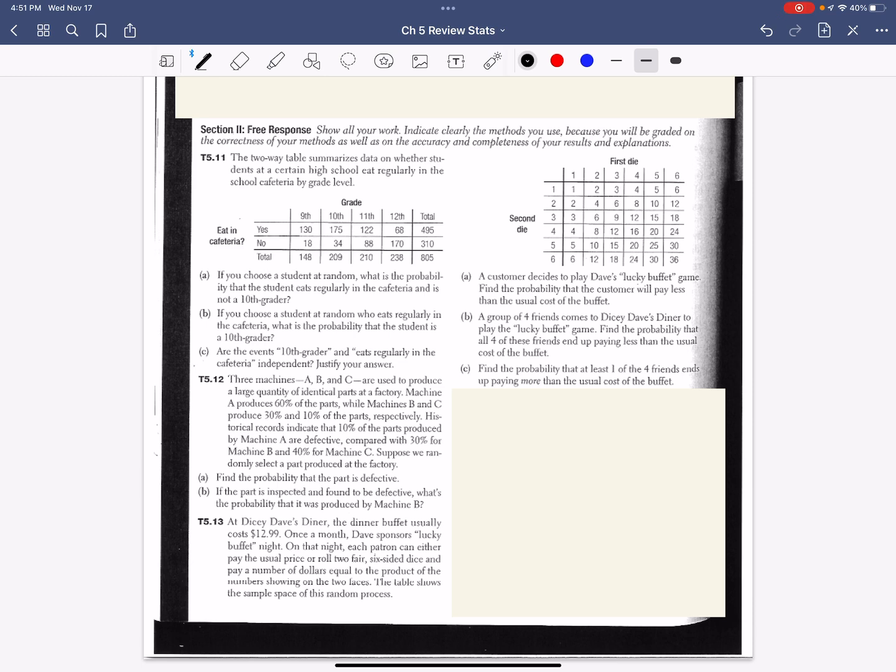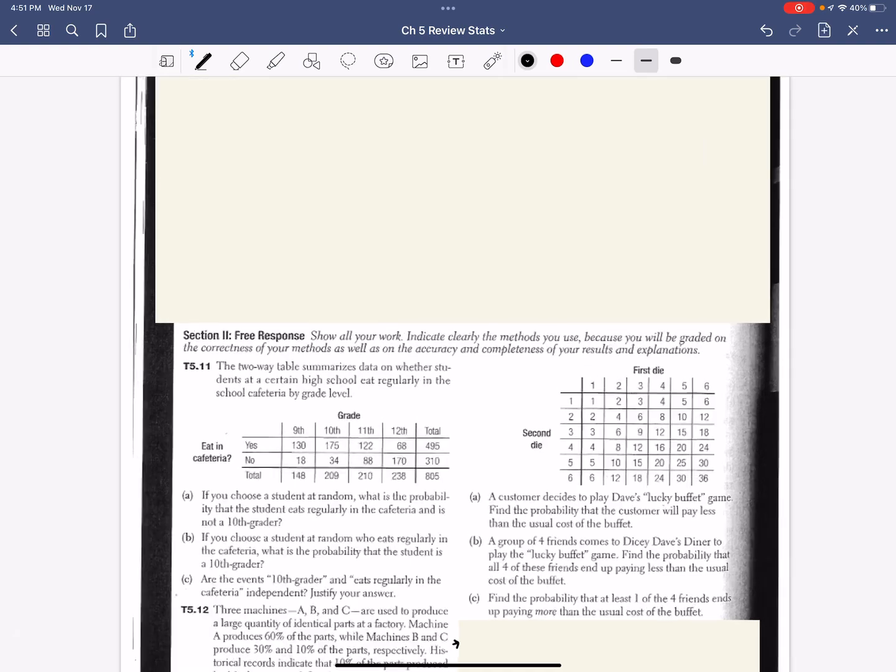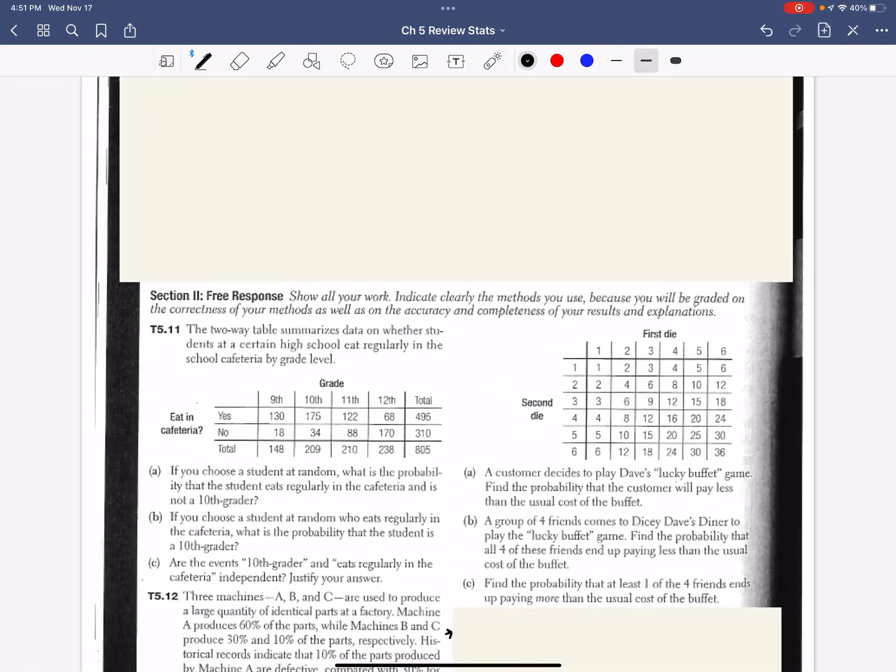The book actually gave us 4. I've hidden question number 14 because I didn't want to use it. So let's take a look at question number 11. A two-way table summarizes data on whether the students of a certain high school eat regularly in the cafeteria. If you choose a student at random from the table, the denominator is 805. What is the probability that the student eats regularly in the cafeteria and is not a 10th grader? That's all these people.